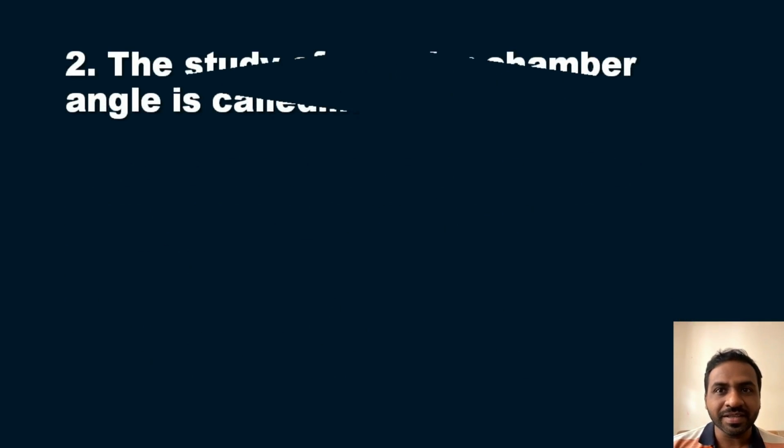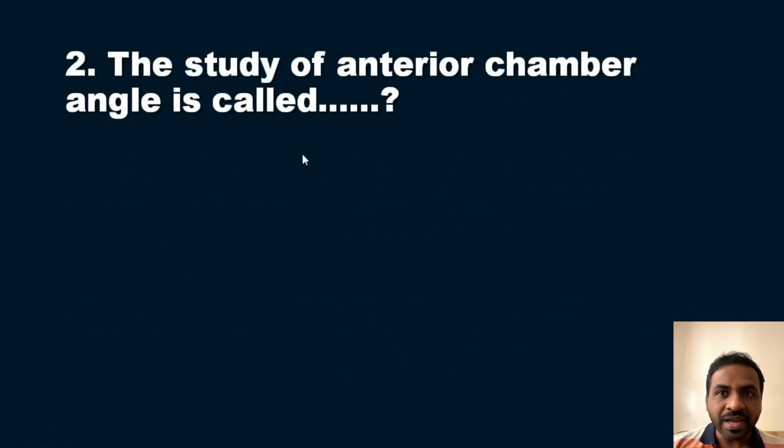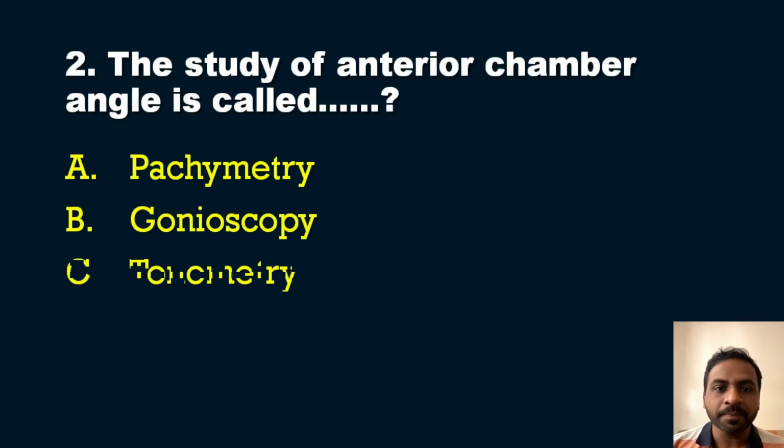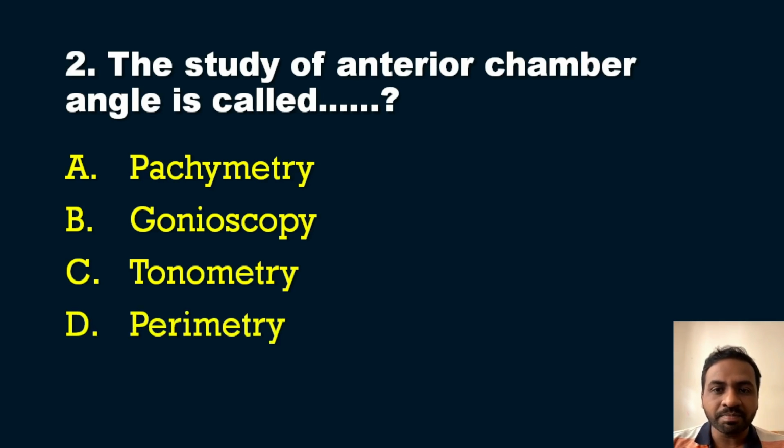We will move on to the second question in our series. The question is: study of the anterior chamber angle is called as. This is from ophthalmology. The study of the anterior chamber angle of the eye is called as dash. The options are A, pachymetry; B, gonioscopy; C, tonometry; and D, perimetry.